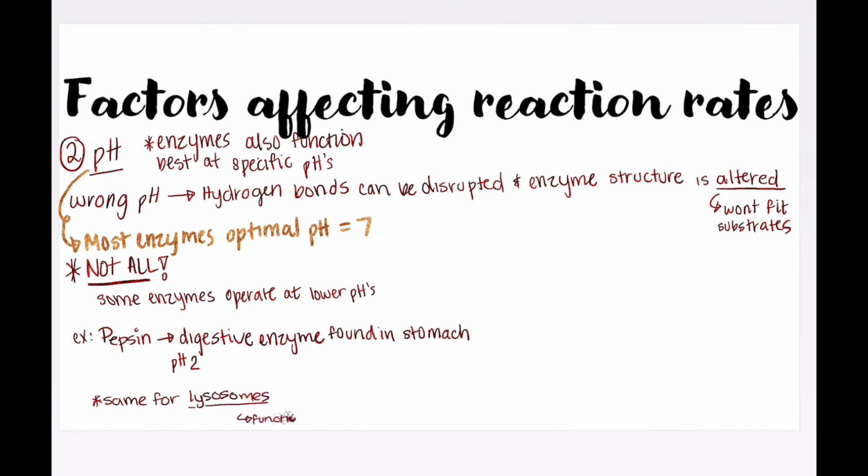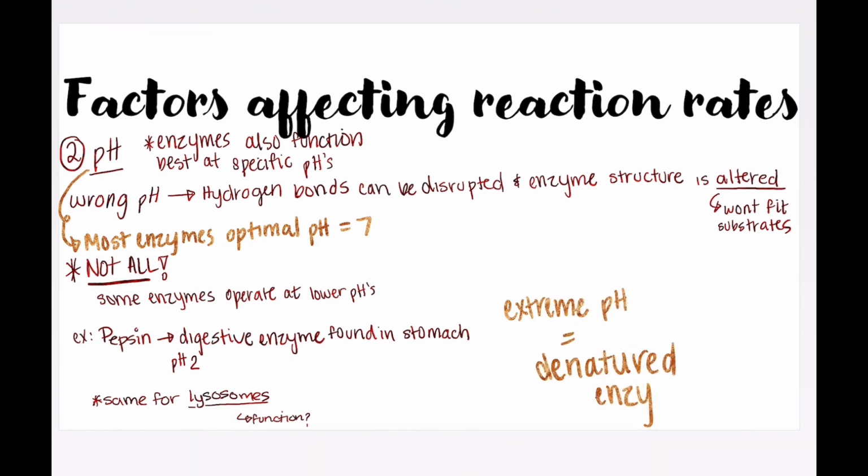So think about the similarity between the two. Your pepsins are digestive enzymes in your stomach. Think about the pH in your stomach and then make that connection for your pH of 2. Same thing, what is the function of lysosomes? What are they doing in your body? Okay, and then they work at a pH of 2. So extreme pH leads to denatured enzymes.